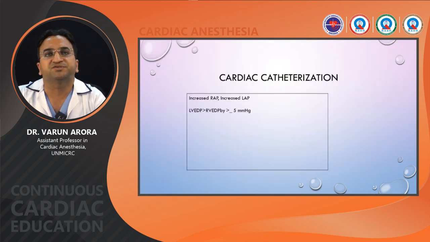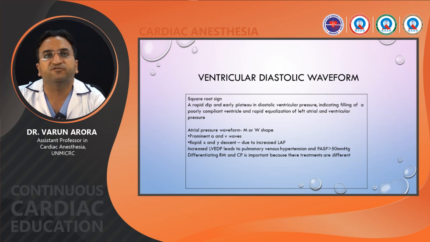So in cardiac catheterization, there is an increased right atrial pressure and increased left atrial pressure, and normally the LV-EDP is more than the RV-EDP by greater than or equal to 5 mm Hg. The ventricular diastolic waveform shows the square root sign, a rapid dip and early plateau in diastolic ventricular pressure, indicating the filling of a poorly compliant ventricle and rapid equalization of left atrial and ventricular pressure.